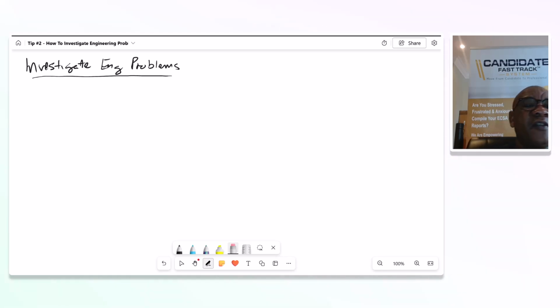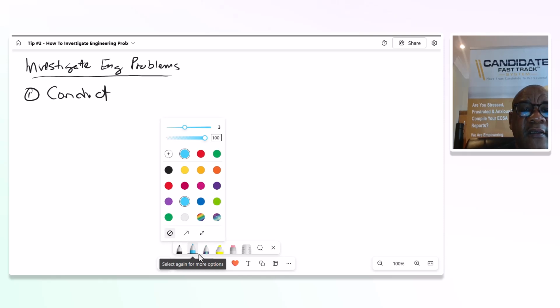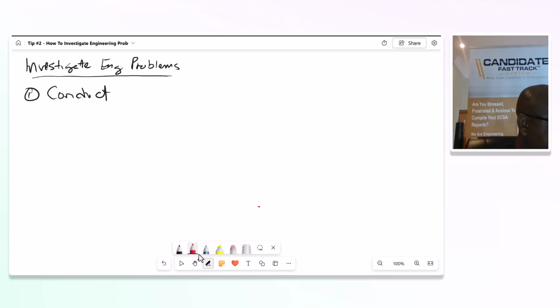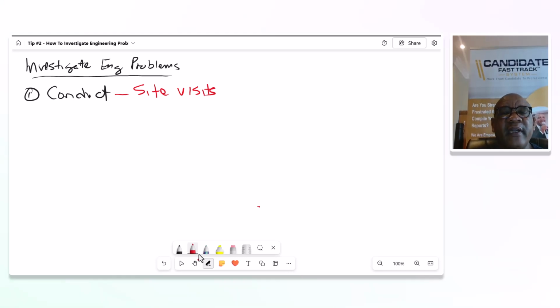All right. So there are a few things that I want to share with you here as part of the tip. What is it that you conduct? So first you need to conduct a site visit. Because when you investigate something, the site could be outside your office, or if you are in a manufacturing plant, it could be the floor. Go to the floor and investigate what the problem is. So you first conduct a site visit.